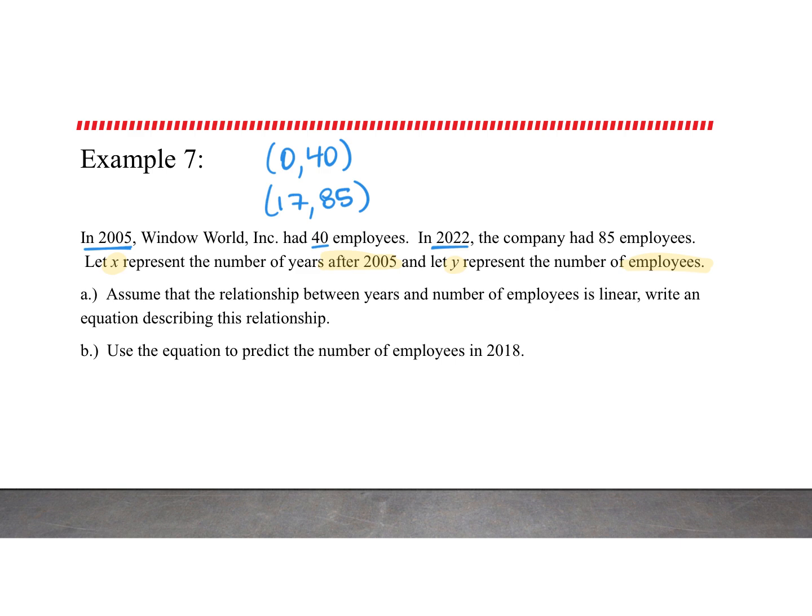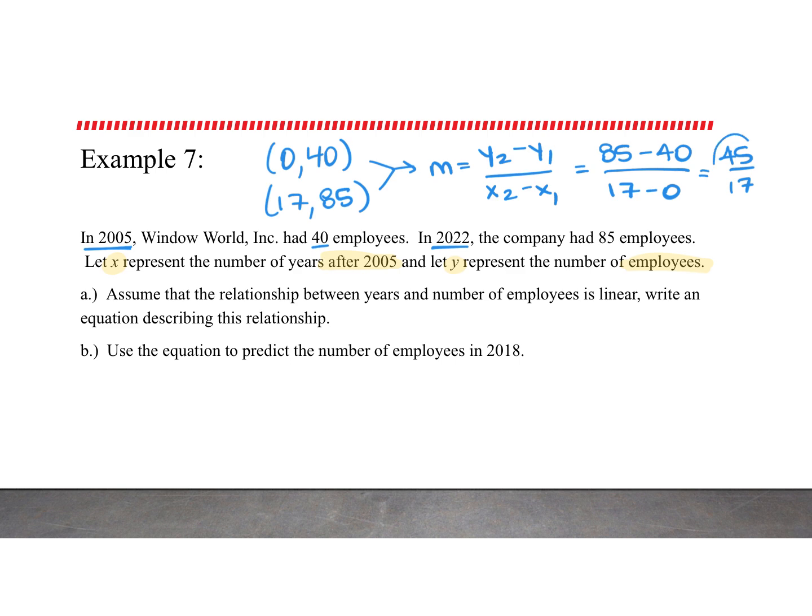So if we're given two ordered pairs, the first thing we need to find is slope. Our slope formula is y2 minus y1 over x2 minus x1. We've got 85 minus 40 over 17 minus 0. 85 minus 40 is 45 over 17. And it's not a super pretty number, but that's okay. There's nothing else that we can simplify or pull out of either, so we're going to leave it just like that. So we have our slope.